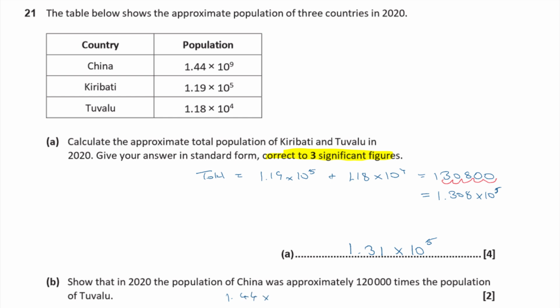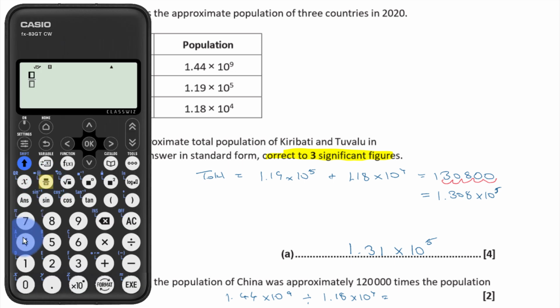1.44 times 10 to the 9 divided by the Tuvalu number, which is 1.18 times 10 to the 4. What does that come out to be? So again, I'm just going to use the exponent key on my calculator to work that out. So China, 1.44, times 10 button, and then type in the power of 9, and we're going to divide that by 1.18, the exponent key, and then the power of 4.